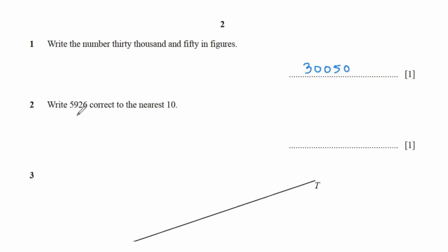Then write 5,926, correct to the nearest 10. So the 10s value is 2. So we'll round 2 based on the 1s value, which is 6. Since 6 is bigger than 5, that means we'll round 2 up. That's going to be 5,930.